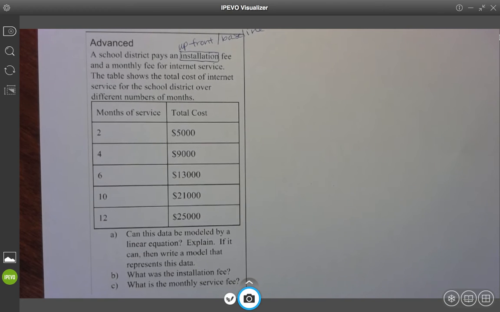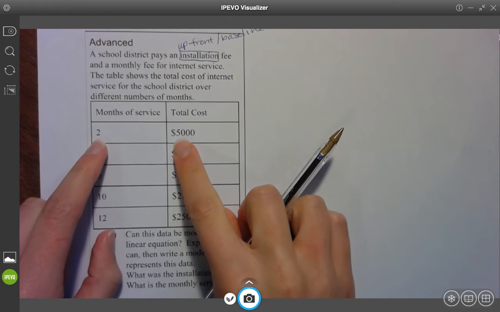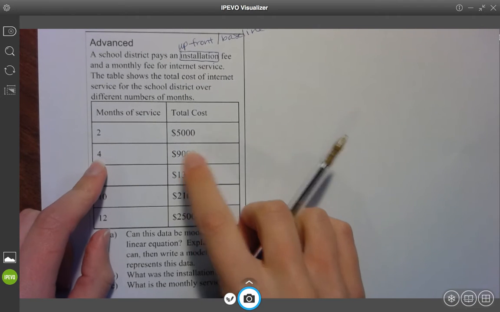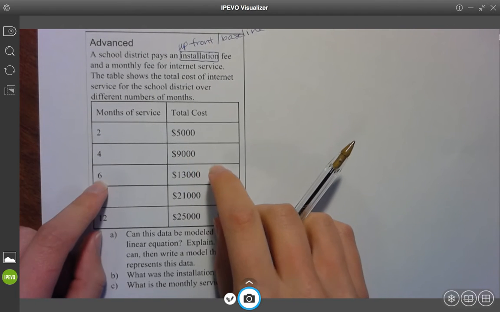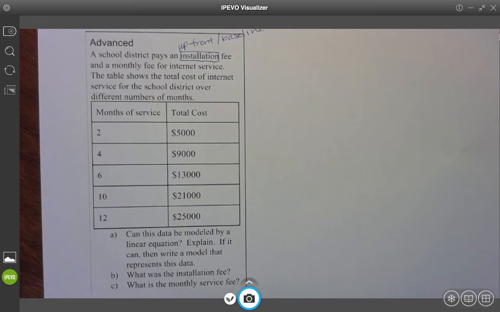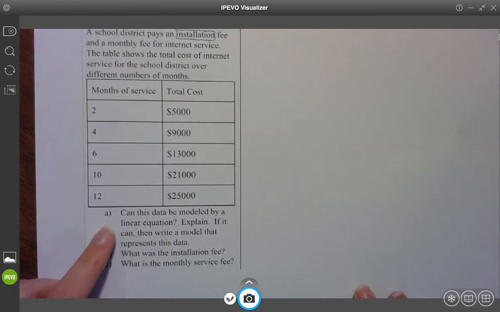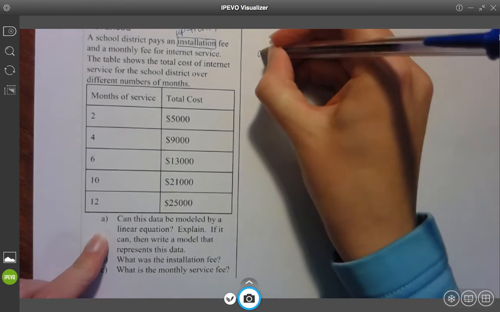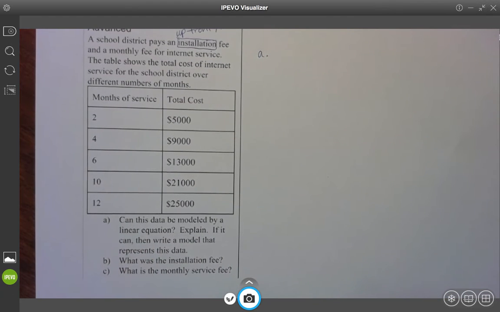The table shows the total cost of internet service for the school district over different numbers of months. So for 2 months of service, it costs the district $5,000, 4 months, $9,000, for 6 months, $13,000, and so on. All right, so A. Can this data be modeled by a linear equation? Explain. If it can, then write a model that represents this data.